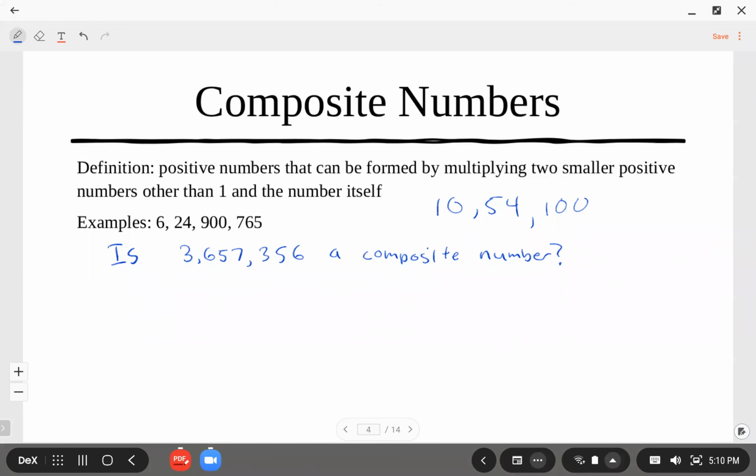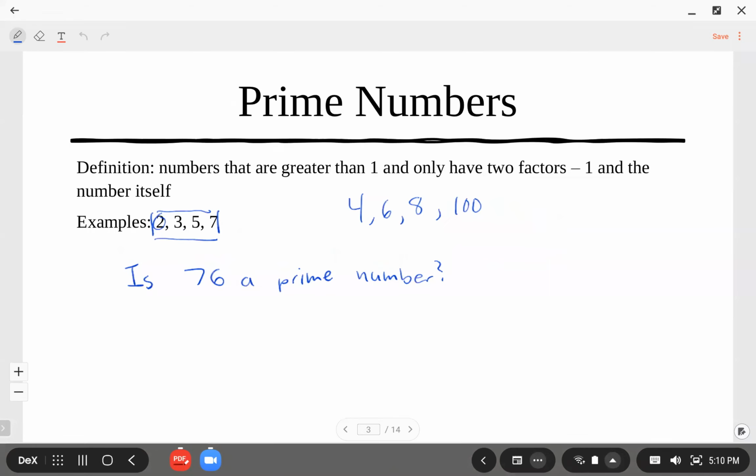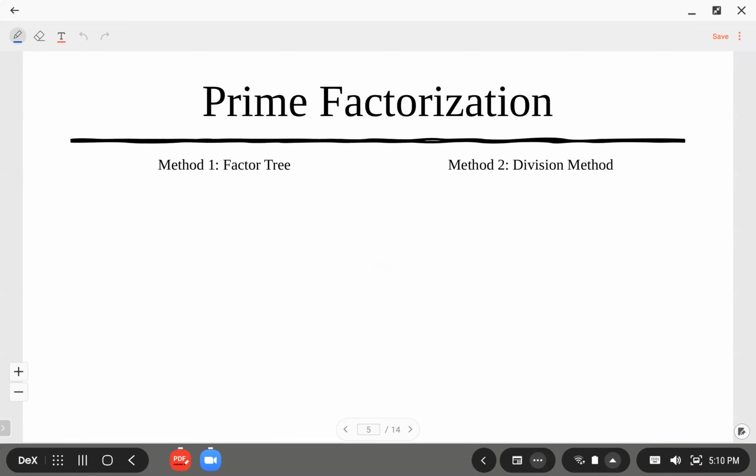Okay, so now that I've gone over the definitions of composite numbers and prime numbers, let's work on prime factorization, okay? So what is prime factorization? Well, if you take a number, let's say 100, you can factor it into 50 and 2, right? They are both factors of 100, and the idea of prime factorization is factoring a number into only prime numbers.